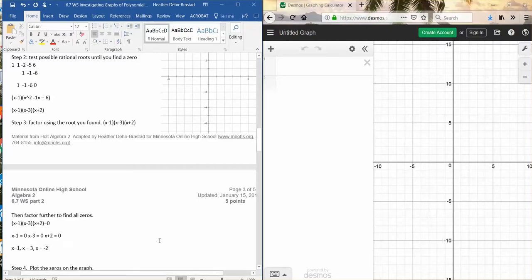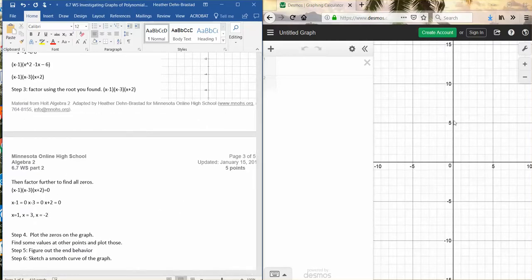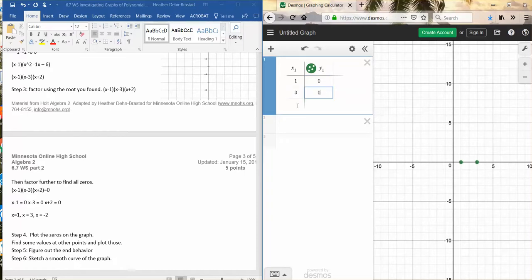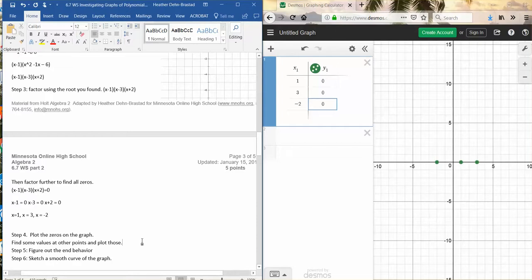Now I'm ready to plot those on the graph over here. In Desmos, to plot points, you need a table. These are the x values. The y values of each of these will be 0 because they're going to be on the x-axis. So one point is at 1, 0. One point is at 3, 0. And one point is at negative 2, 0. Those points are now graphed. Okay, got those. Find some other values at some other points and plot those.